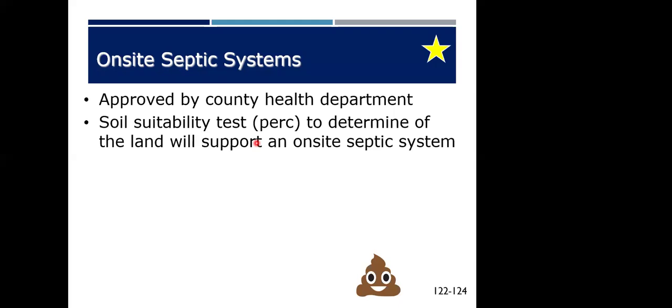A perk test will help us determine that the land will support that on-site septic system. This is especially important if you're buying raw land and you want to build, and maybe it's not available to hook up to public water, public sewer.